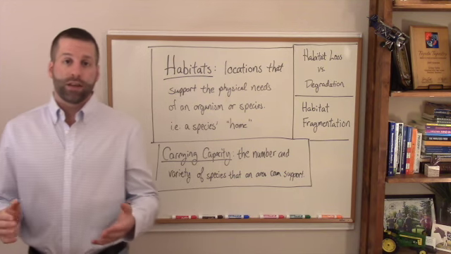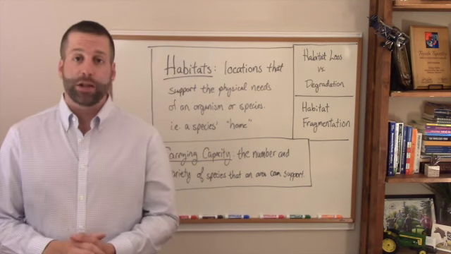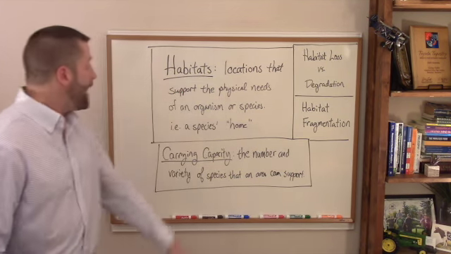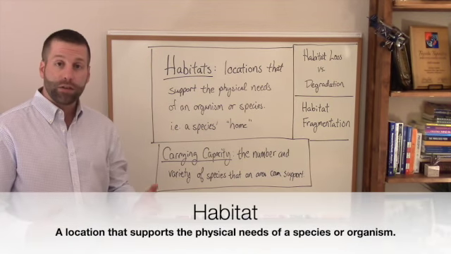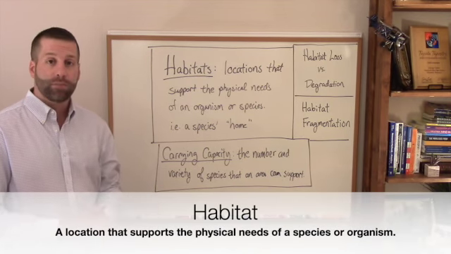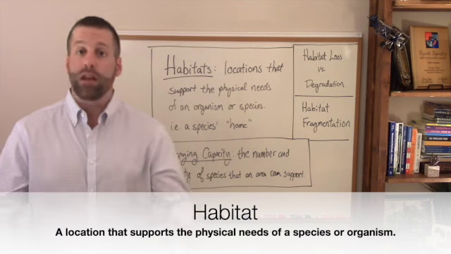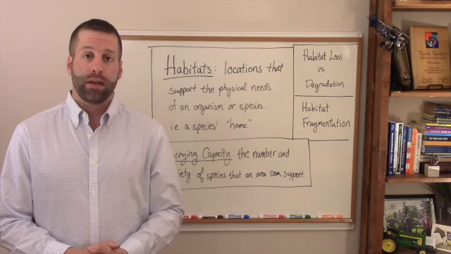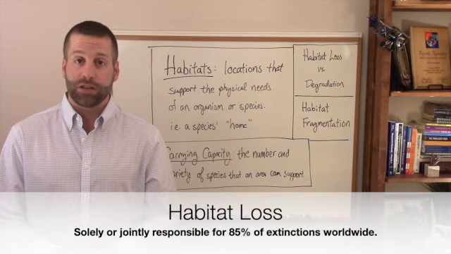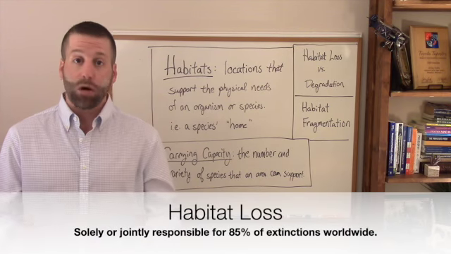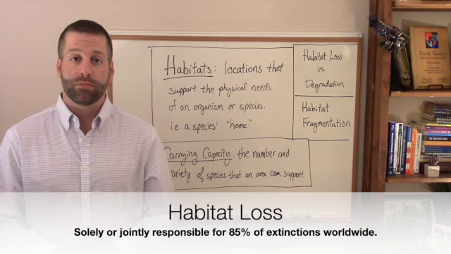This week we'll be focusing on the first of the causes of extinction, habitat loss. A habitat is the home of a species. It's a location that supports the physical needs of a species or an organism. Habitat loss is the loss of that habitat. Habitat loss is responsible for 85% of the extinctions that are occurring today, alone or with other causes of extinction.